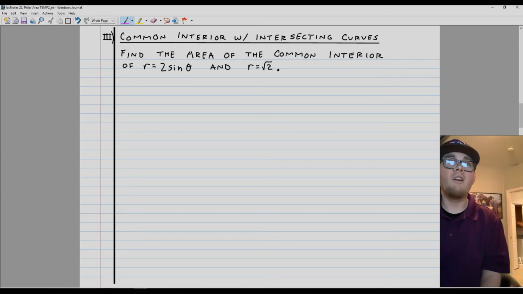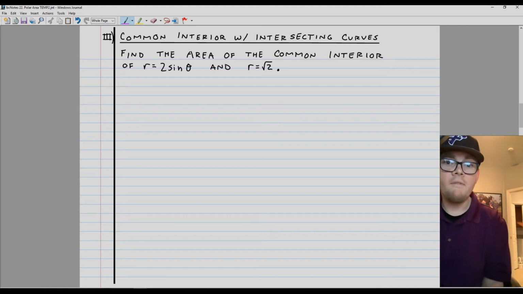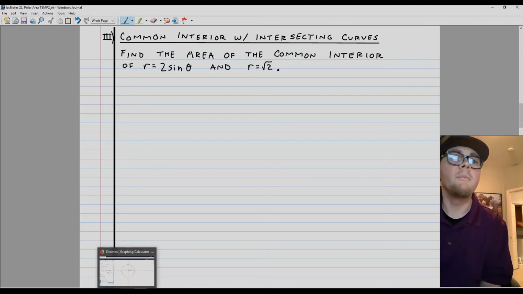It says we need to find the area of the common interior between r = 2 sine of theta and r equals the square root of 2. I know that second one is going to be a circle. The first one, I believe, is also a circle, but they're going to have to intersect in some way. So let's start by graphing this on Desmos and getting a sense for what it actually looks like.